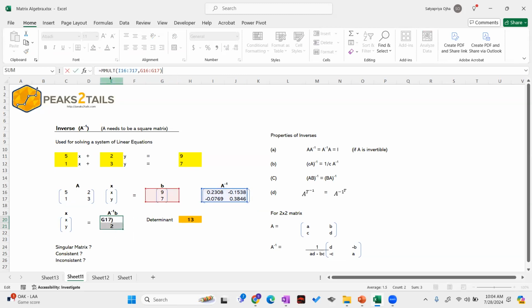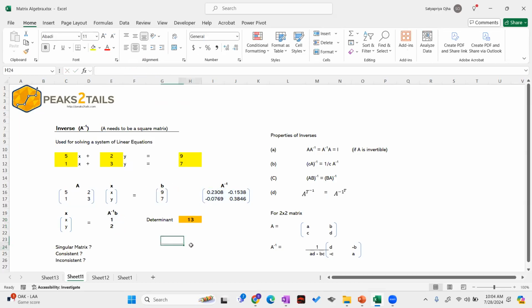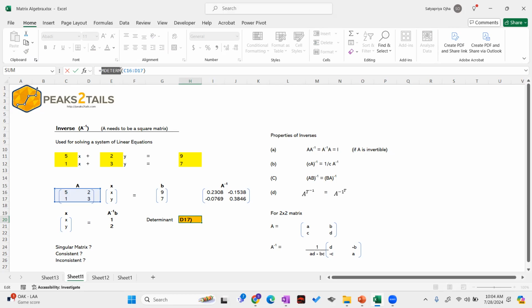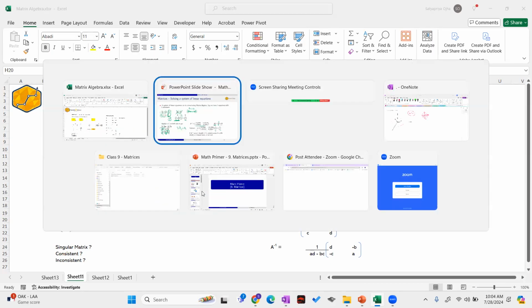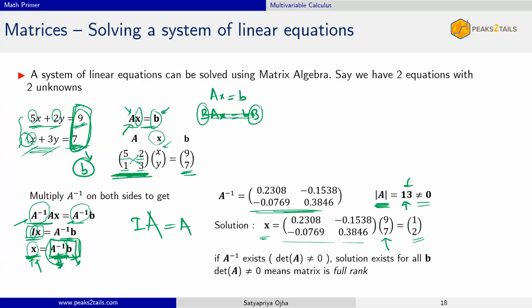A inverse times B. For multiplying matrices, we have this function called MMULT, and you pass the A inverse here and B here, you get the answer 1, 2. Okay. For determinant also, we have a function called MDETERM, and that gives the determinant. Okay. Straightforward. Any questions?